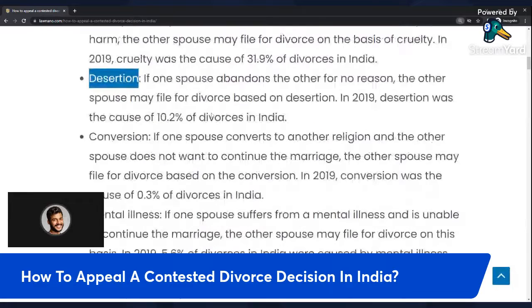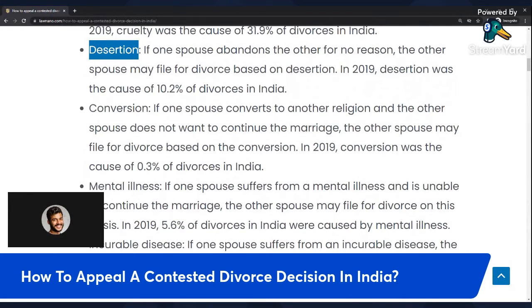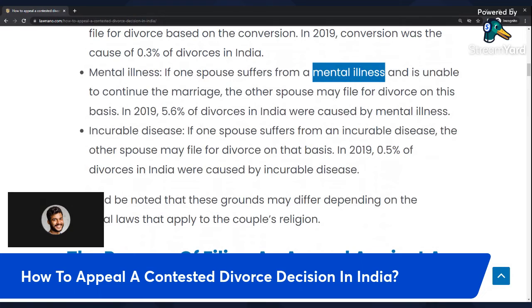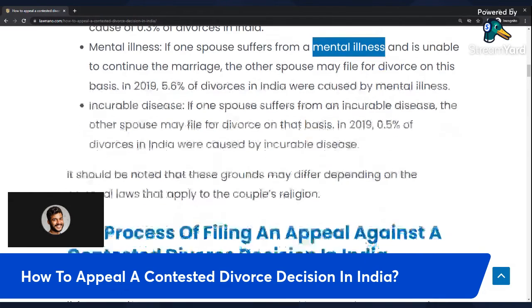Next is conversion. If one of the spouses, it can be husband or wife, has converted from one religion to another religion. For example, if the husband was Hindu when he was married, and he has converted to, for example, Christianity or any other religion, in that situation you can definitely go for a divorce. Next thing is mental illness. If the person is suffering from mental illness, it has to be proven by a certified doctor. Then you can use this to get a divorce, and the percentage, everything is given here. If there is an incurable disease, definitely you can look for that.